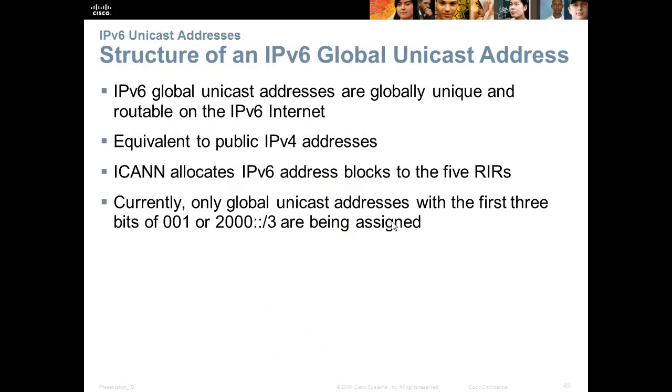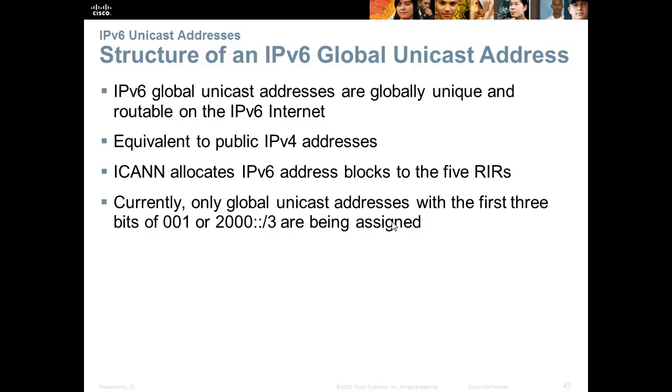Let's talk a little bit about the IP version 6 global unicast. This is one of the other addresses that you would see assigned to an IP version 6 interface. The IP version 6 global unicast addresses are globally unique and are routed on the IP version 6 internet. Again, it's equivalent to our public IP version 4 address, and currently only global unicast addresses with the first 3 bits of 001 or 2000 are being assigned. 001 would be the binary, and 2000 would be the hexadecimal. So we're not going to see a global unicast address that's 3000 or 1000.